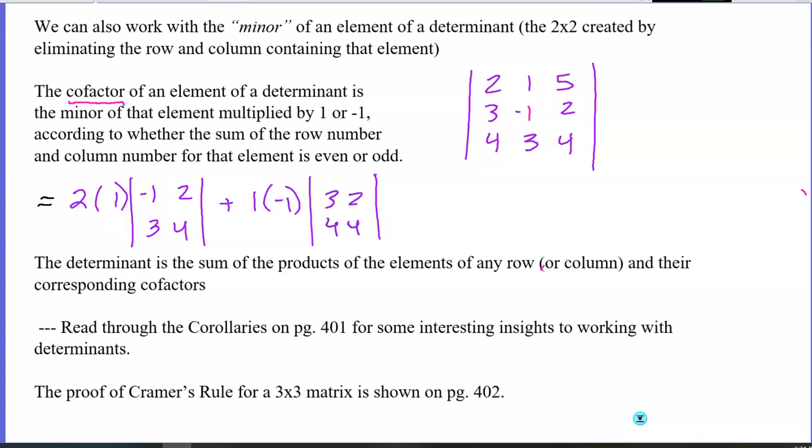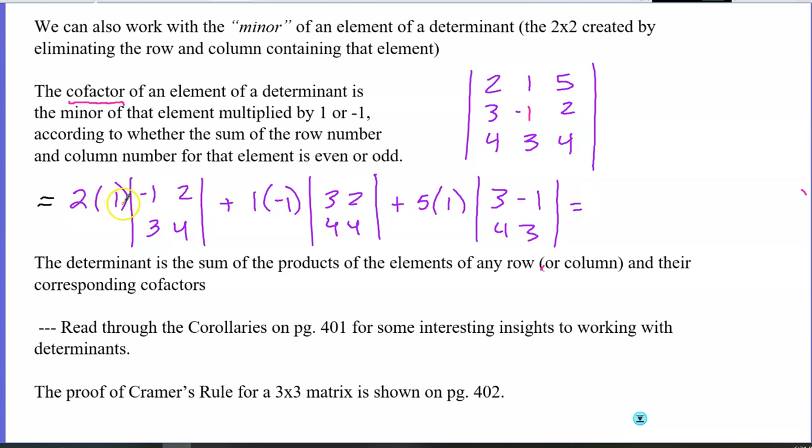Okay, and then last but not least, I have my last element of my row, 5 times, this is row 1, column 3, so that would be sub 1, 3, which adds up to 4, which is even, so that last guy would be by a 1, and then that minor, get rid of the row, get rid of the column, would be 3, -1, 4, 3. Okay, let's give it a go.